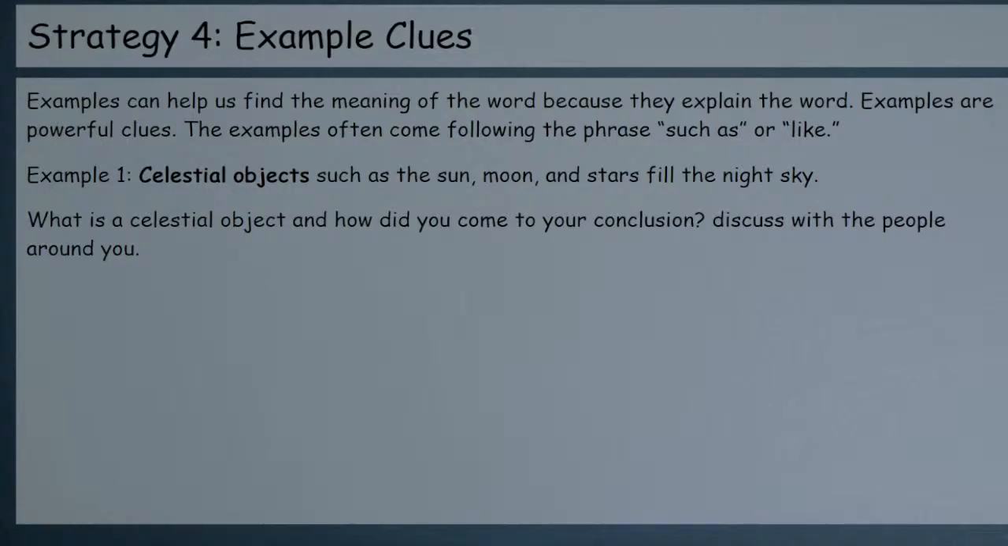Example 1. Celestial objects such as the sun, moon, and stars filled the night sky. What is a celestial object and how did you come to your conclusion? Discuss with the people around you. So you need to figure out what celestial objects are based on this sentence here using example clues. If you already know what it means, then write down how you know what it means and based on the sentence why it means what it does. Your time starts now.